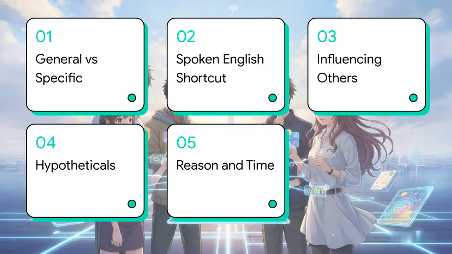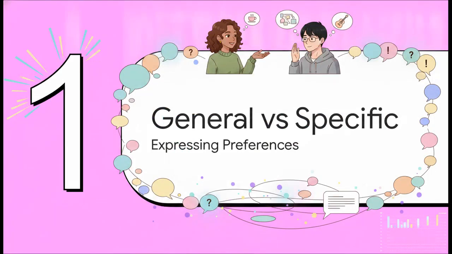Here's our roadmap for today. 1. General versus specific preferences. 2. The spoken English shortcut. 3. Politely influencing other people. 4. Impressions and hypotheticals. And 5. Rules for reason and time. Let's dive right in. Section 1.